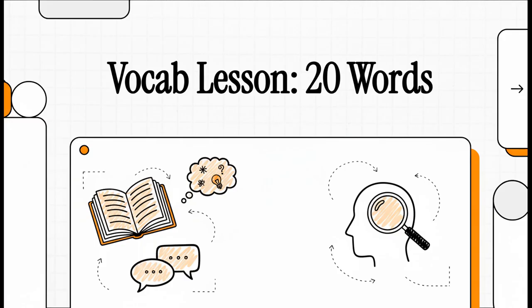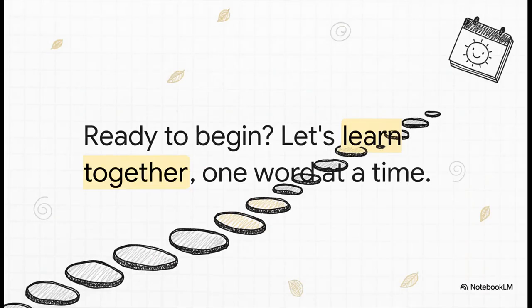In this little lesson, we're going to calmly walk through 20 very useful English words. We'll take our time really getting to know each one. Just remember, there's absolutely no rush. We're just going to go one word at a time. The whole point is to just understand and feel comfortable. So, are you ready? Let's start with our very first word.